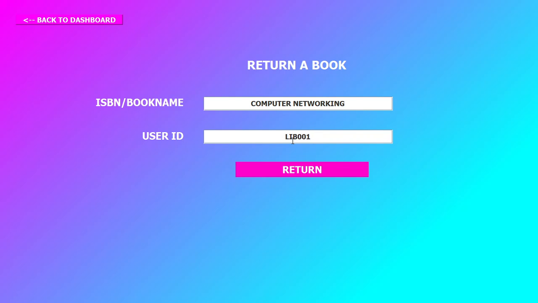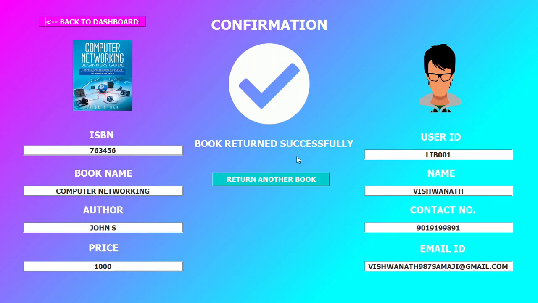Computer Networking is not issued to the second member. Computer Networking was issued to the first member. We are removing the details of the first member. Computer Networking was issued to the first member. Now let's return the book Computer Networking. After clicking return book, it shows the book returned successfully. Now we have returned Java Fundamentals and Computer Networking.